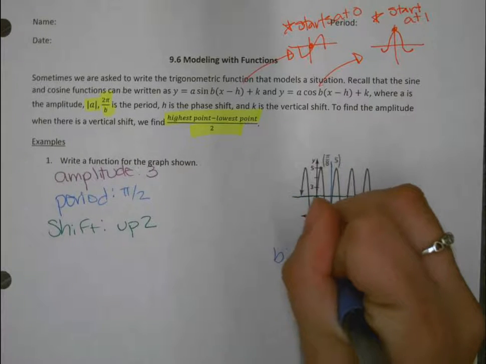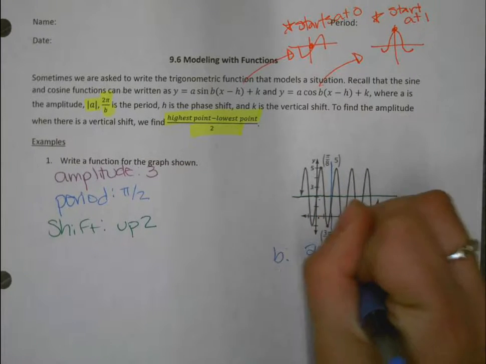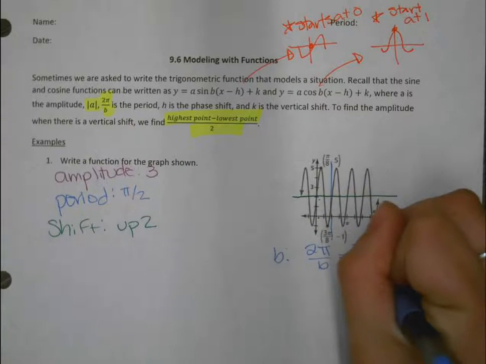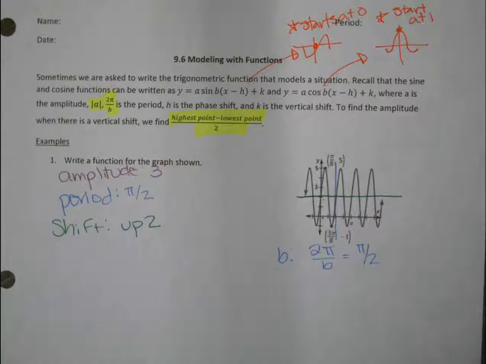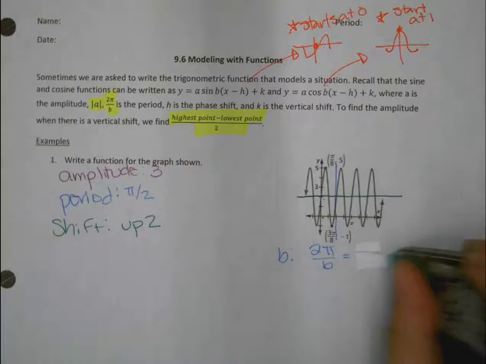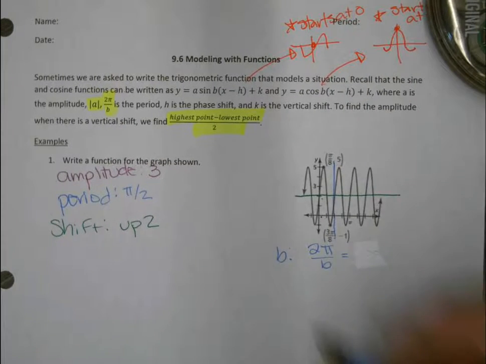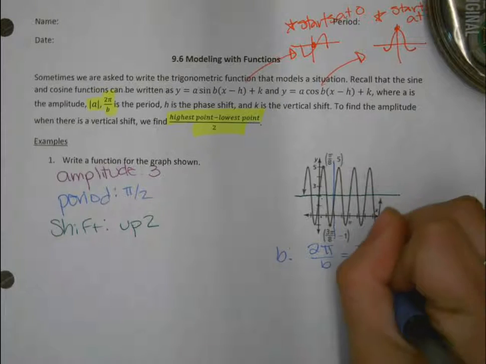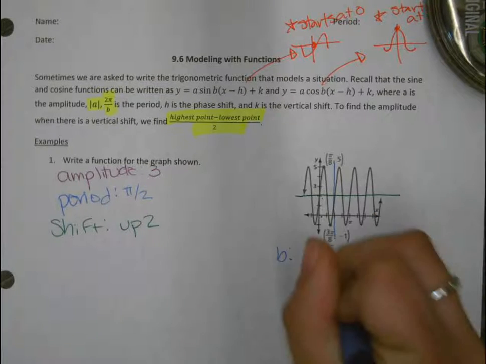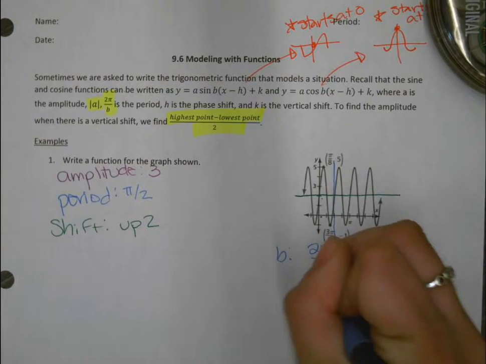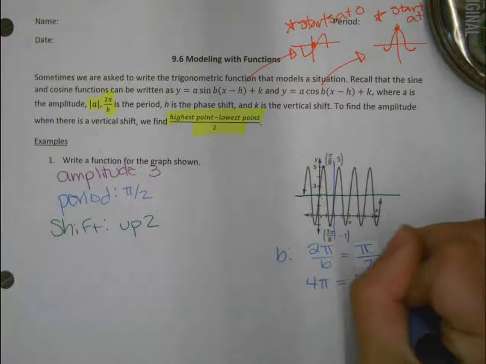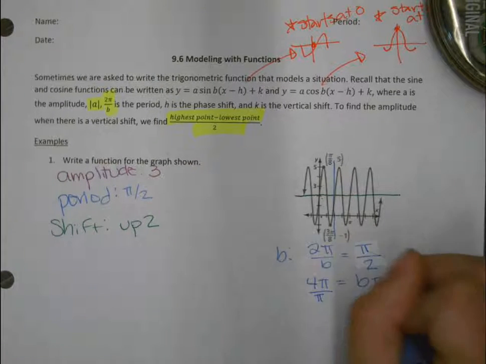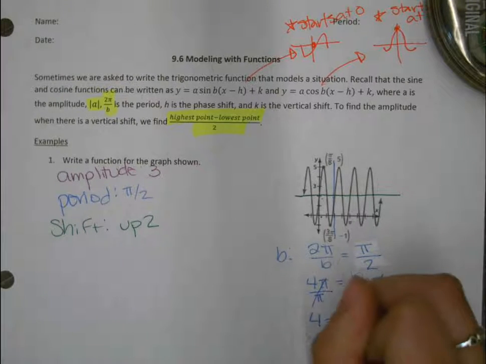The formula I'm supposed to use is 2π over b equals π/2. I'm going to cross multiply my fractions so I can solve for b. So I'm going to get 4π equals bπ. Then I divide by π to get b alone, and I get 4 equals b.